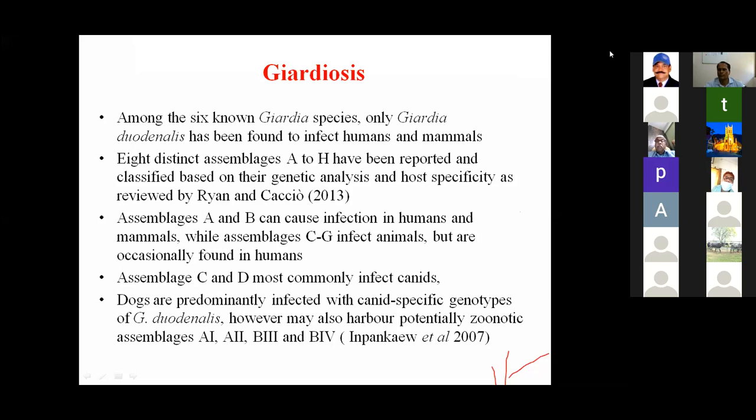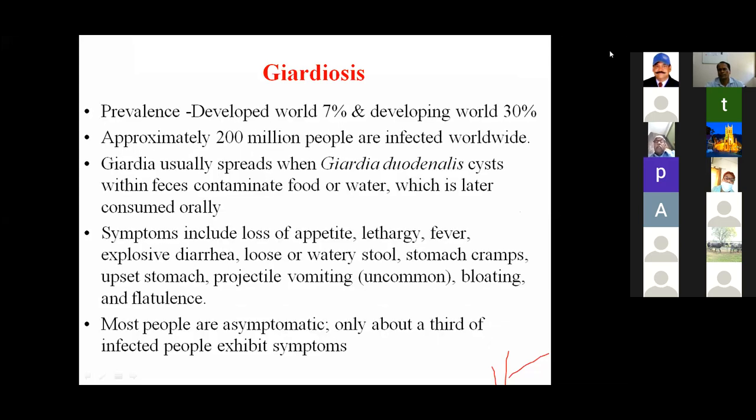But dogs are predominantly infected with canid-specific genotypes of G. duodenalis. However, they may also carry potentially zoonotic assemblages, that is A and B: A1, A2, B3, and B4. That is important. The studies are important as far as their zoonosis is concerned. Actually, there is a controversy, you know, whether it is transmitted from man to animal, from dog to man, or we are infecting dogs.